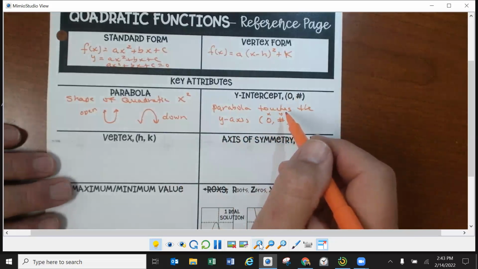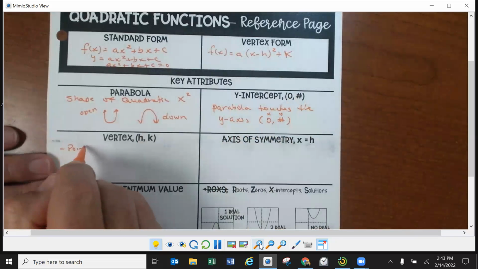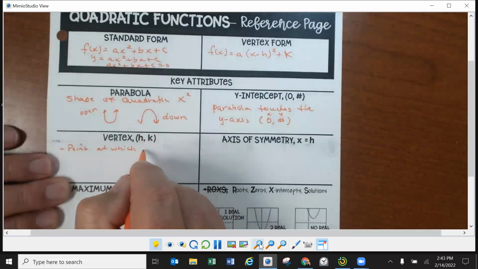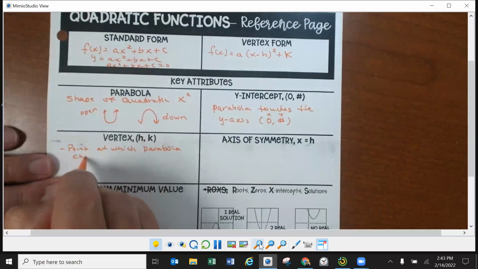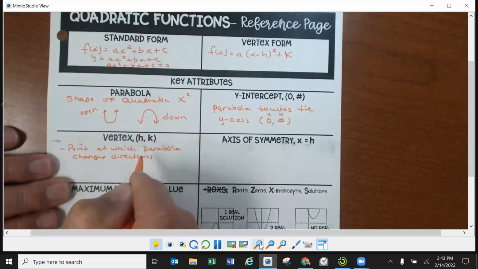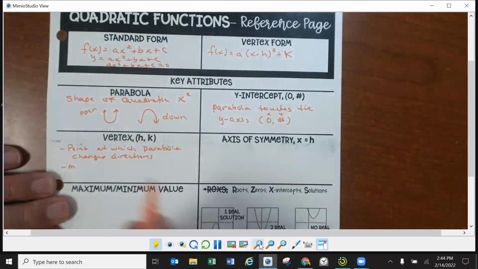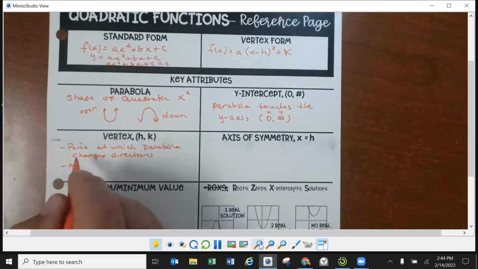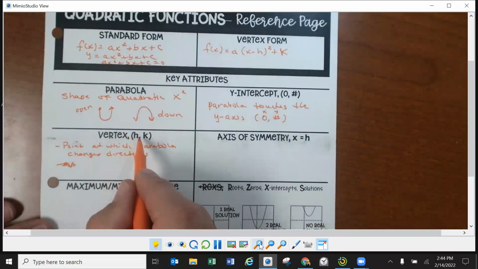All right, vertex. Vertex is the point at which the parabola changes directions. It has a min and a max, and we're going to talk about that here in a minute. We're kind of saying that on the other one, so we'll just wait and come back to that. Another thing about vertex, if you notice, it uses an H and K.